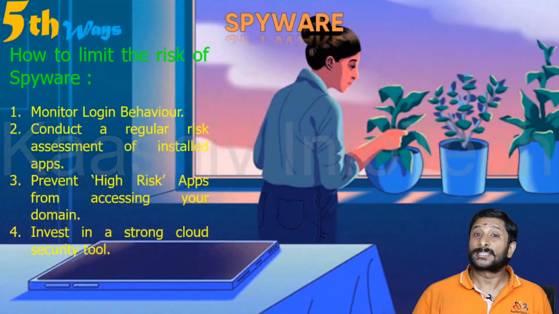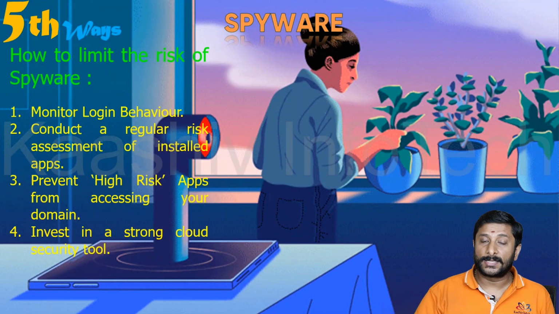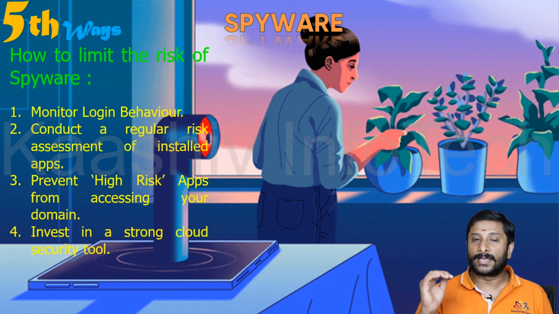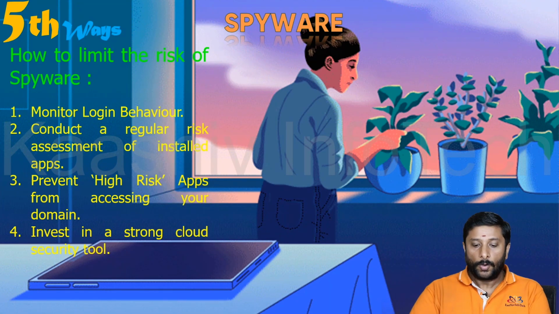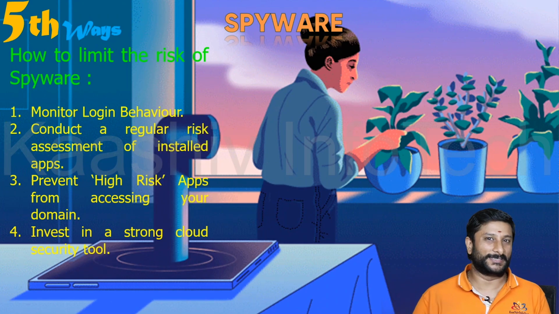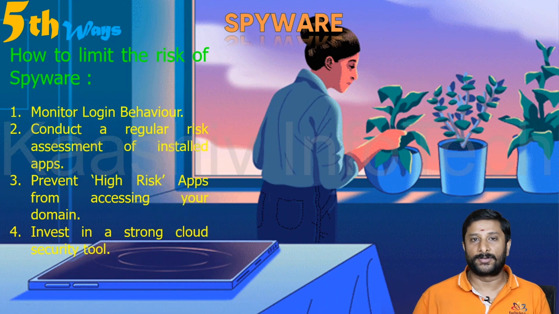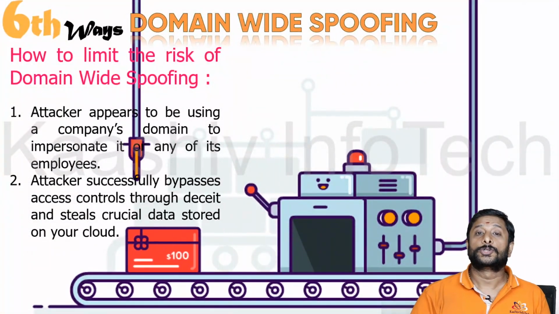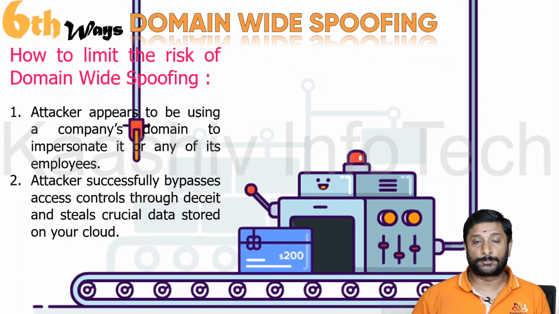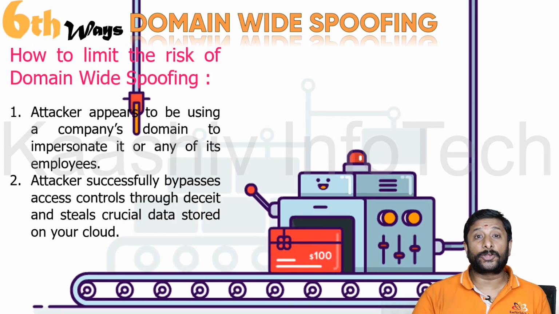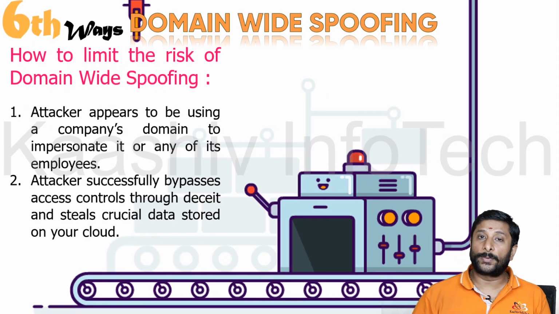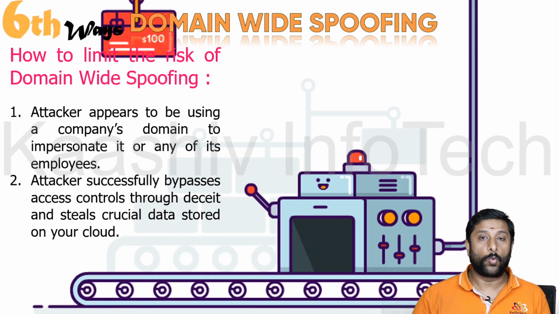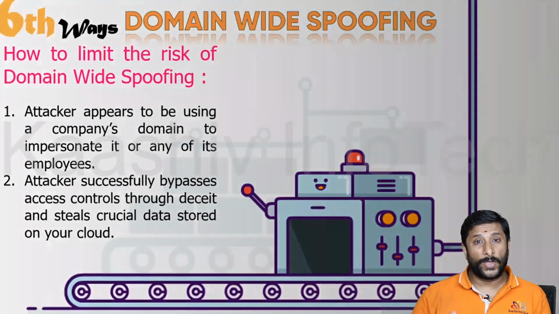And this is the fifth way, spyware. They will put viruses or spyware in your computers, and obviously you will be monitored. Your computers are monitored; whatever password you are typing, everything is monitored. So you should be really careful with spyware. Spyware is the first and major attack that people will try in order to take your data. Domain-wide spoofing: obviously they will try to create fake domains, and via the fake domains they will try to access your computers. So you should be really careful with domain-wide spoofing. Anyway, these are the ways of attacking.